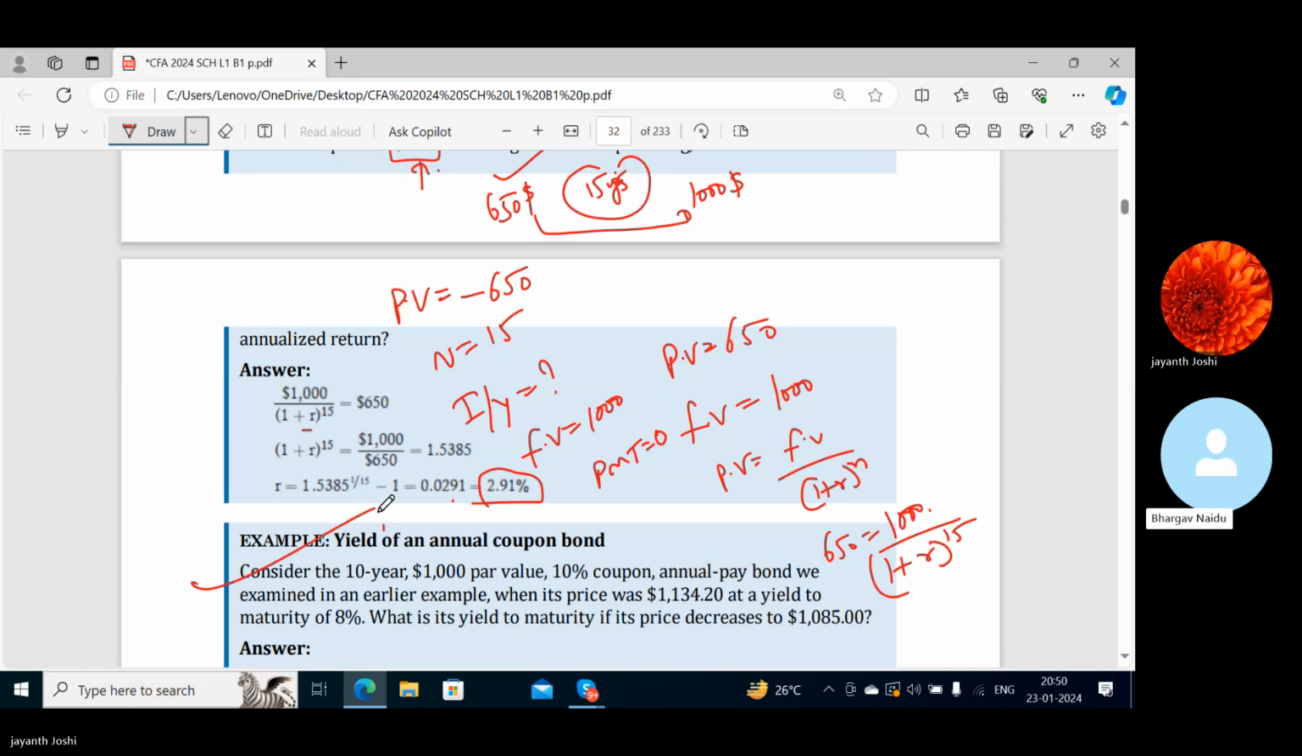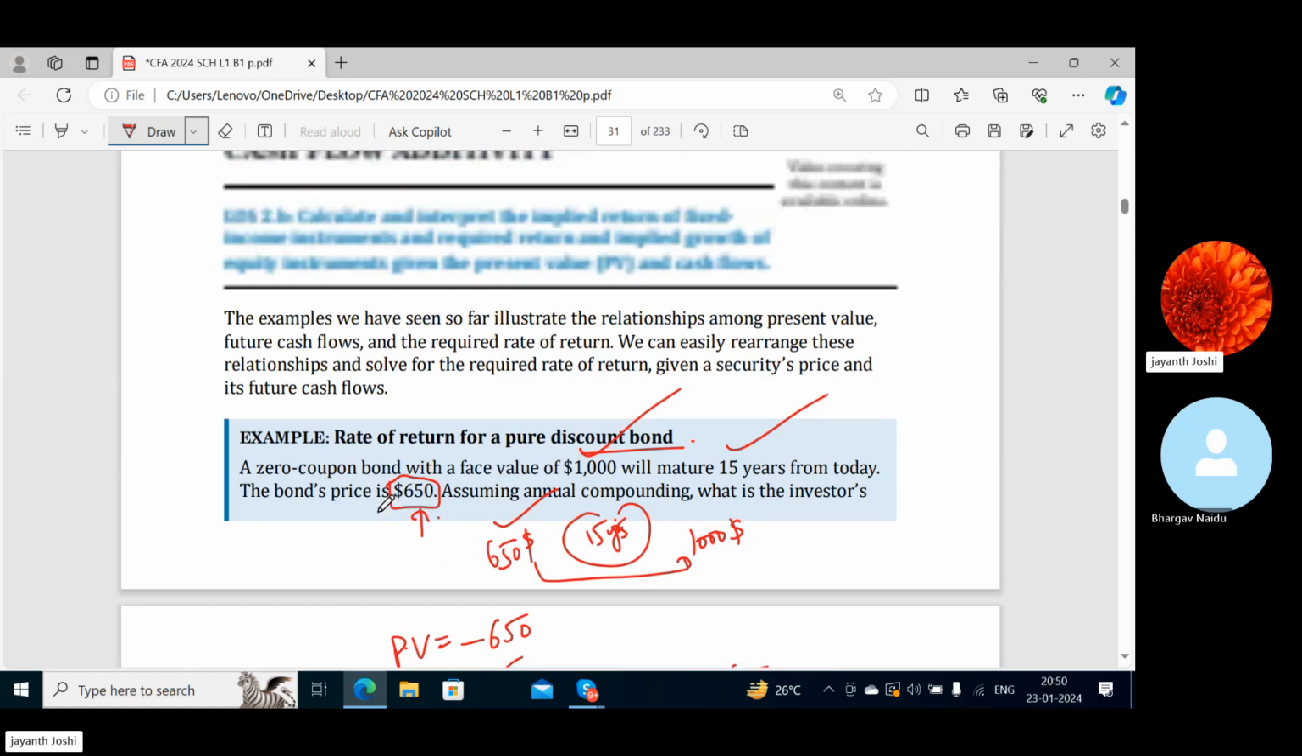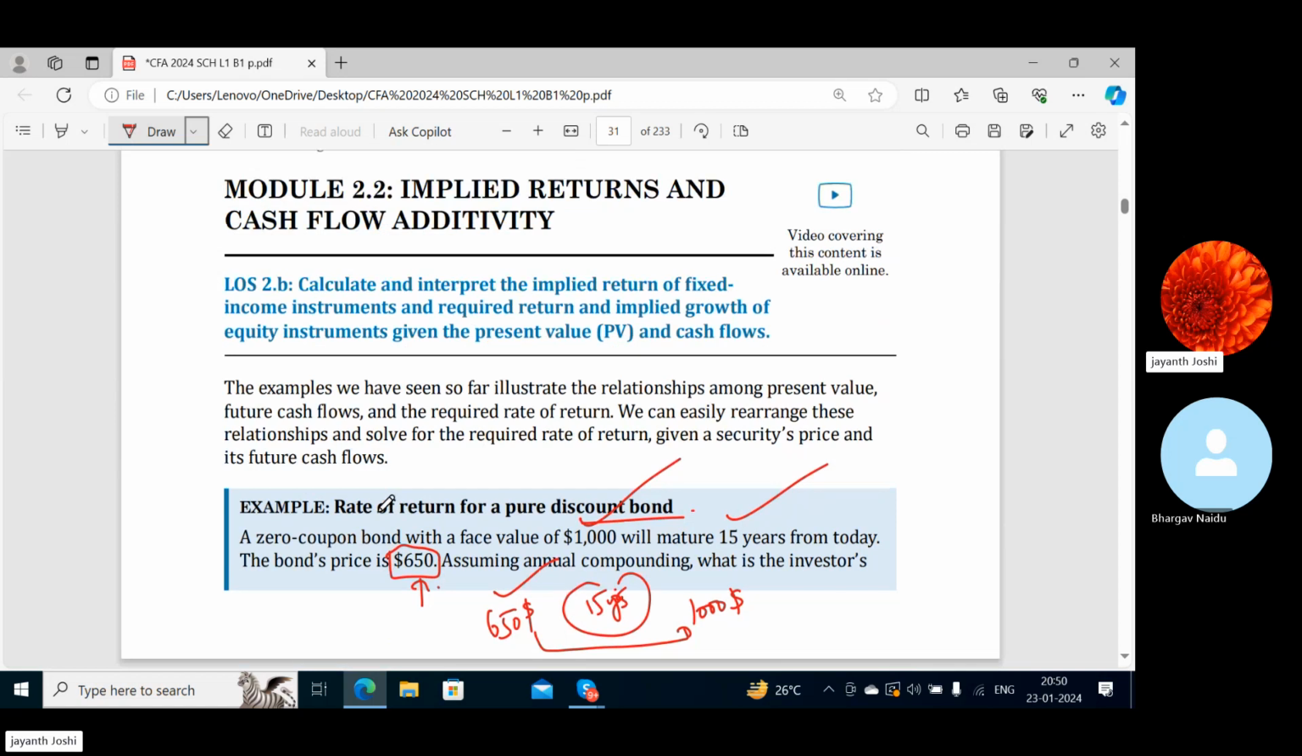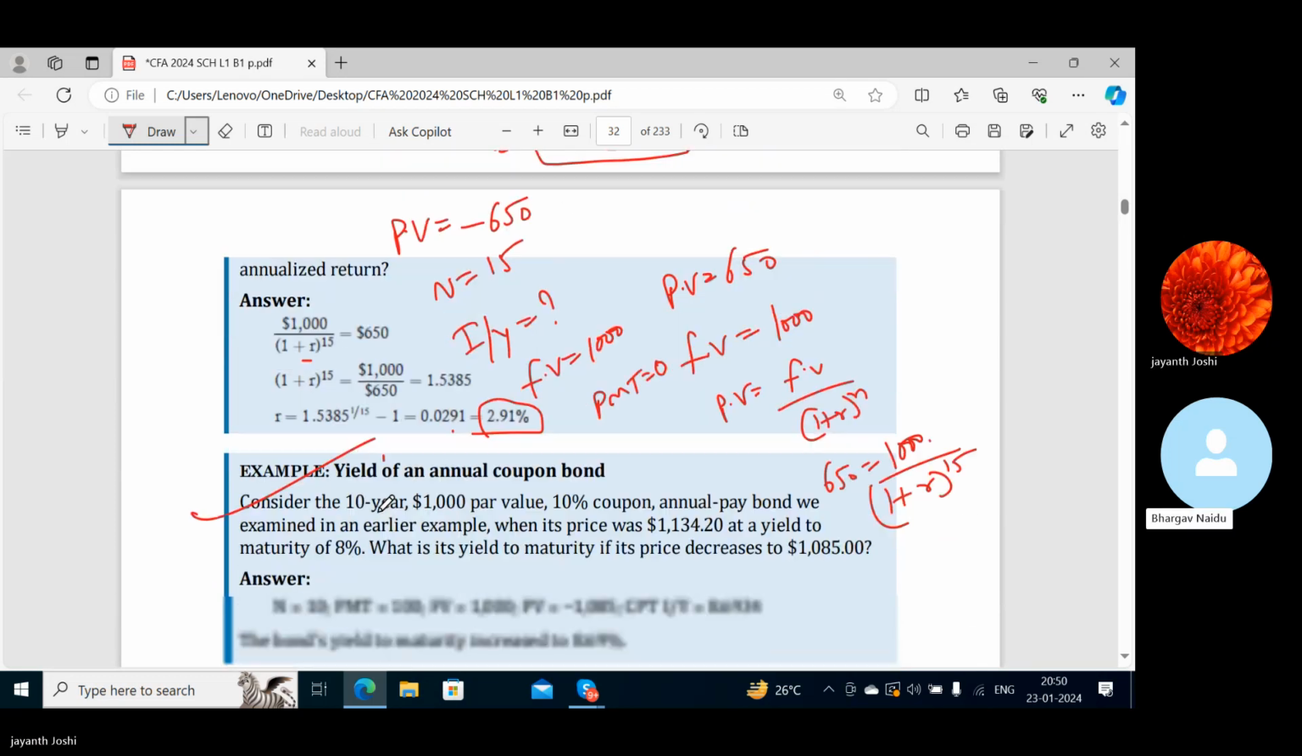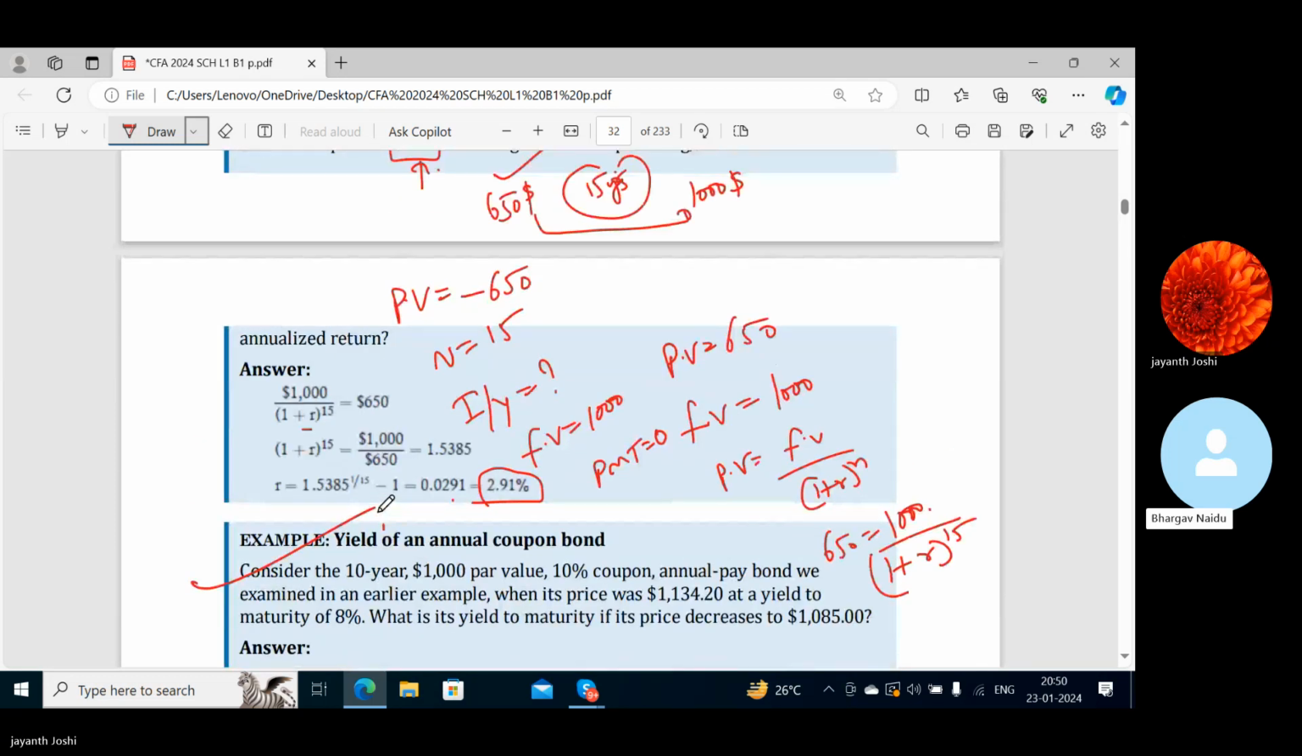So what's the name of this topic? They are just asking you the yield, that means they're asking you I/Y. There was a subheading written before this topic: fixed income, implied returns and cash flow additivity. These are bond related topics, right? Fixed income valuation. So yield of an annual coupon bond. That means a bond is paying you an annual coupon, and they're asking the yield.